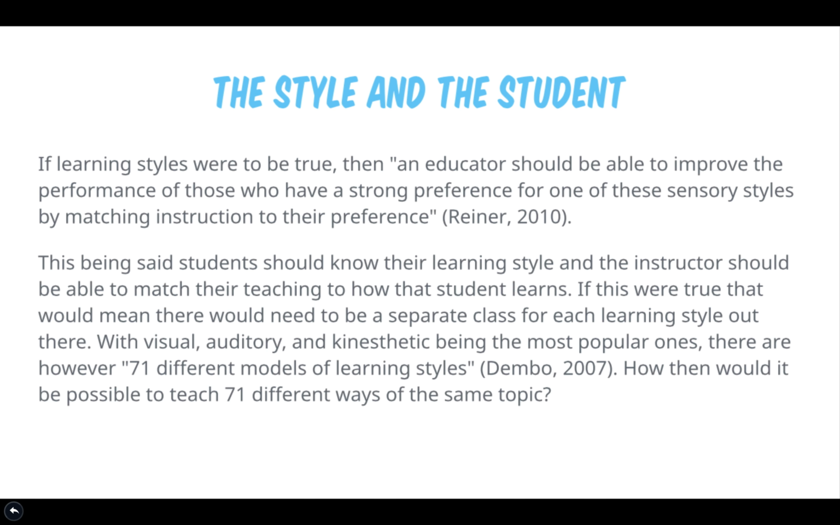With visual, auditory, and kinesthetic being the most popular ones, there are, however, 71 different models of learning styles. How then would it be possible to teach 71 different ways of the same topic? With 71 different types of learning styles out there, there is no way that you could find one topic to teach 71 different ways.